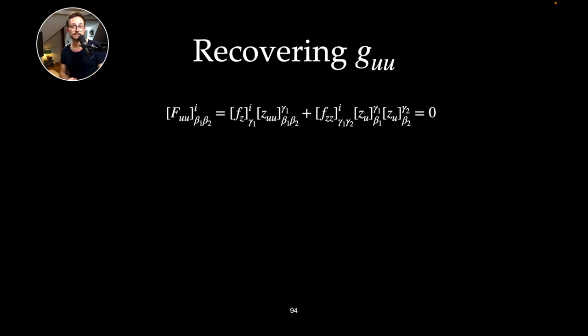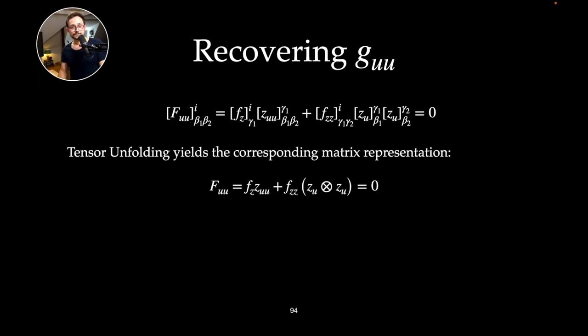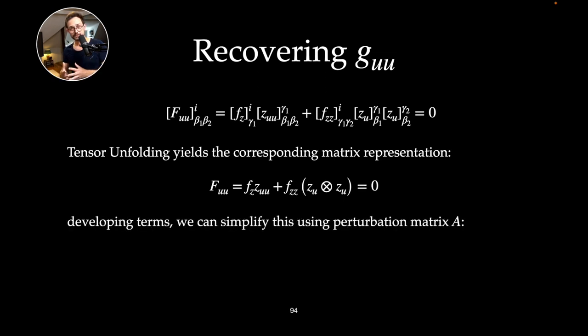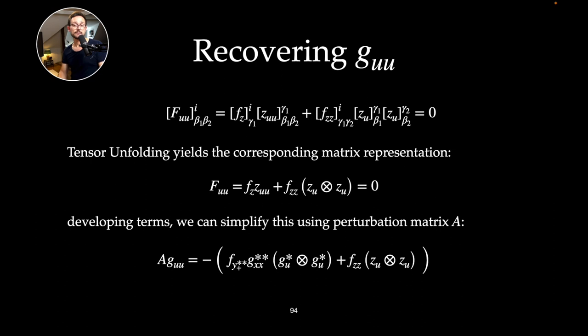So the matrix equation that I need to solve is fuu in tensors, or unfolding, this is the equation I need to solve. And again, I can develop terms, look at the previous slide, plug in all the terms, make use of this A matrix, and you see that we end up with A times Guu equals minus a right-hand side. And this right-hand side only contains terms that are either given from a first-order approximation or that I have already computed, gxx. So it is very important to compute gxx first, because I need gxx to compute Guu.